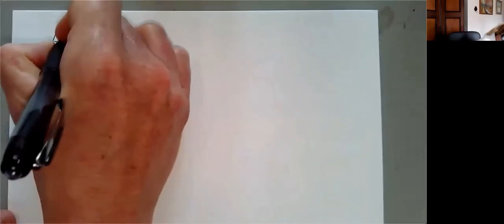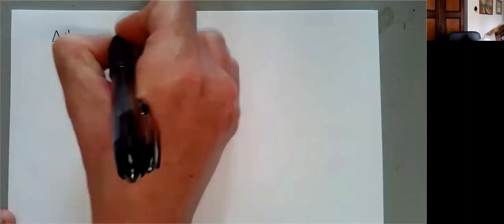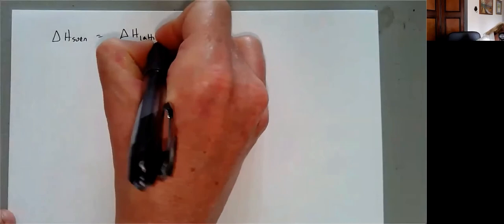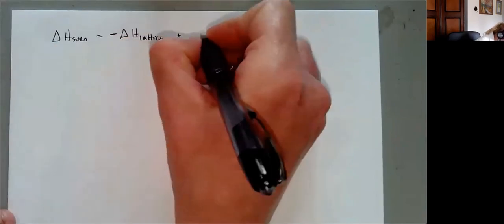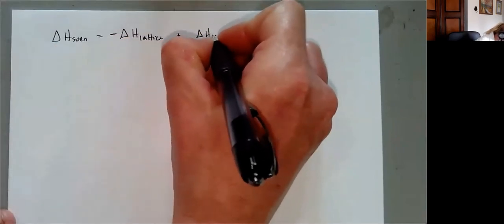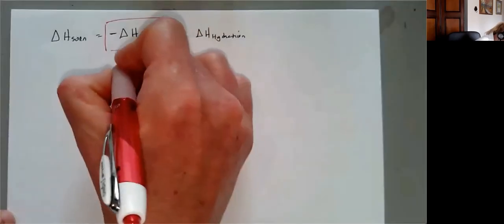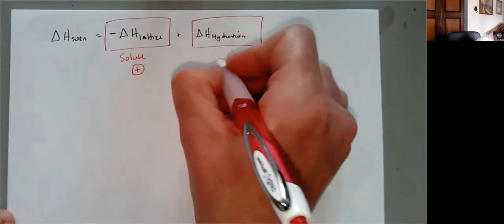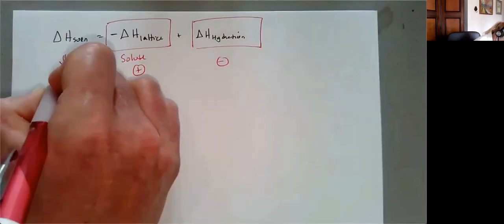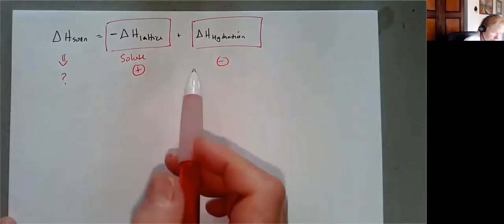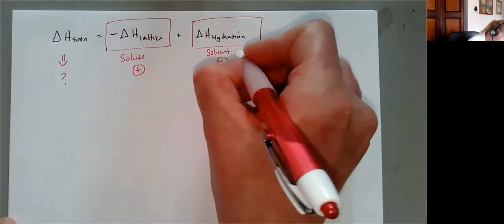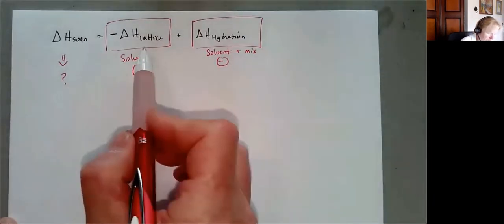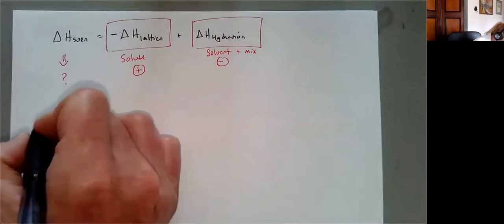So delta H of solution then equals delta H of my lattice. And remember, I'm going to make that a negative, plus delta H of hydration. So this is my solute here. This is going to be positive, this is going to be negative, and this is going to depend right on the magnitude here. This is my solvent plus my mix, if you remember. So I could write it this way, or I could write it this way.